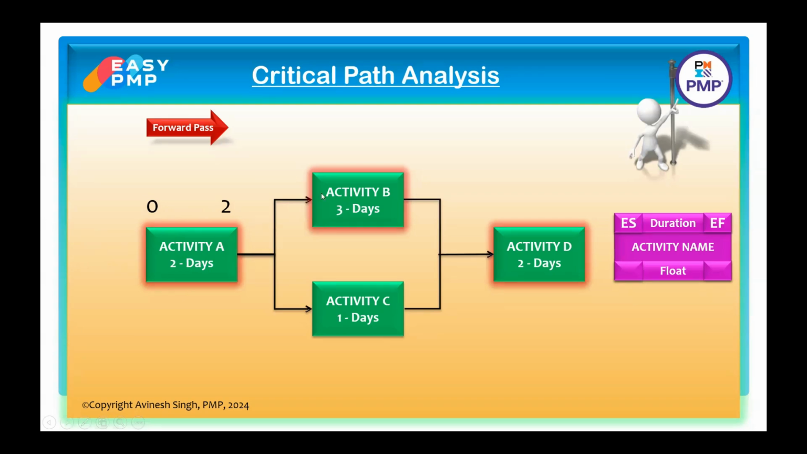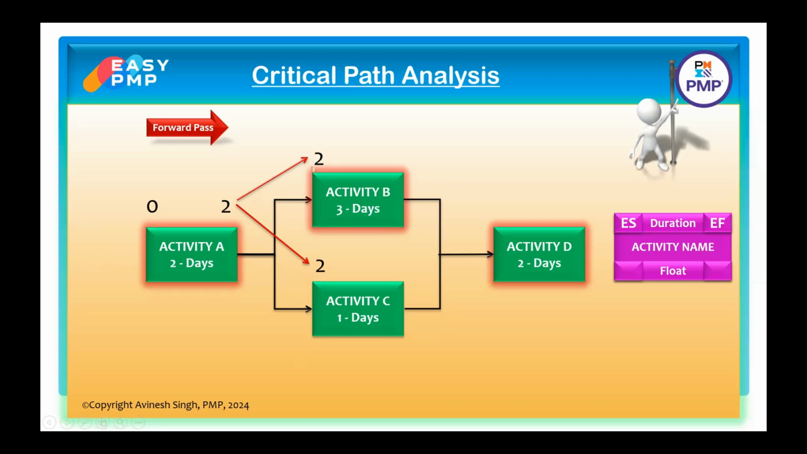So when they have finished to start relationship, B can start only when A finishes, and C can start only when A finishes. So A has finished. Now B and C both should start together. So on the second day, activity B will start, and on the second day, activity C will also start. Now let us go forward.